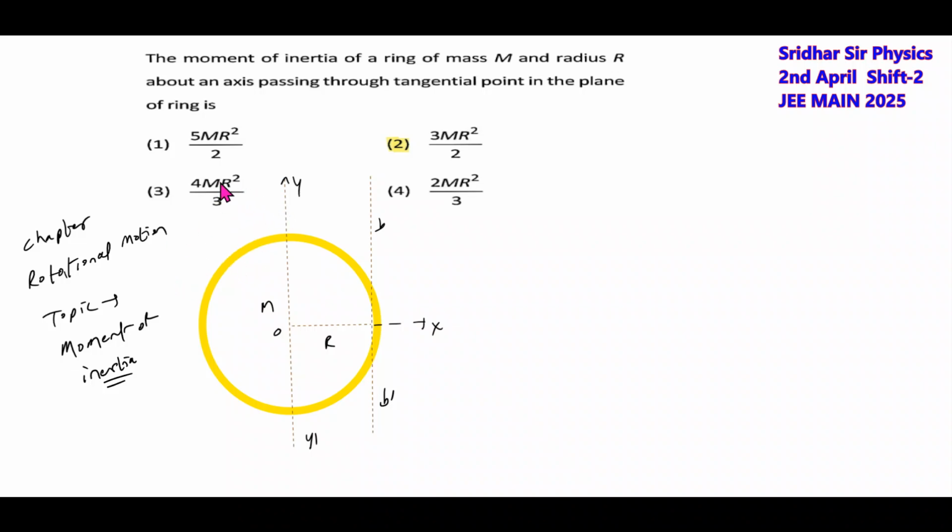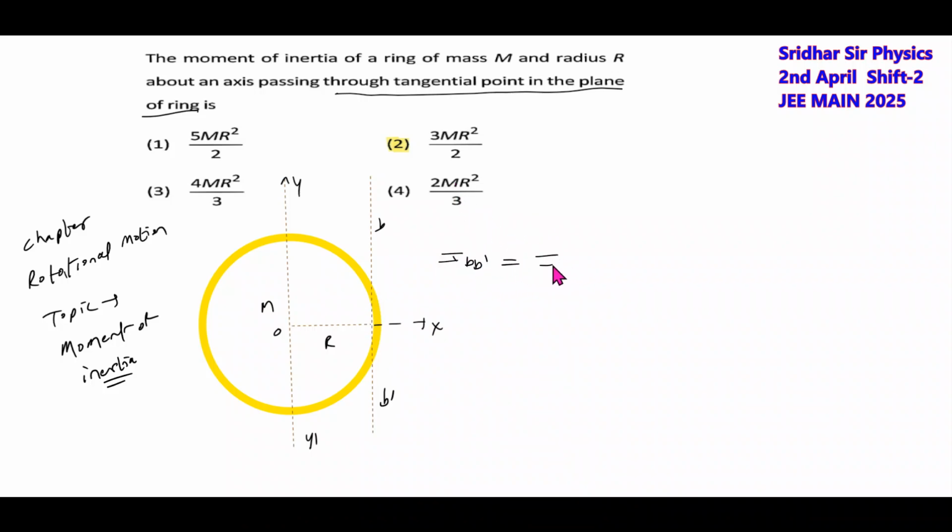Okay, this question belongs to the chapter rotational motion. The topic name is moment of inertia. So I have a circular ring of mass m and radius r, where O is the origin, lying at the center of the ring. The moment of inertia of the ring of mass m and radius r about an axis passing through a tangential point in the plane of the ring. How is the axis? The axis will be tangent and will lie in the plane of the ring. I think it's all about the language. Through a tangential point in the plane of the ring means about BB dash, the moment of inertia we have to find out.